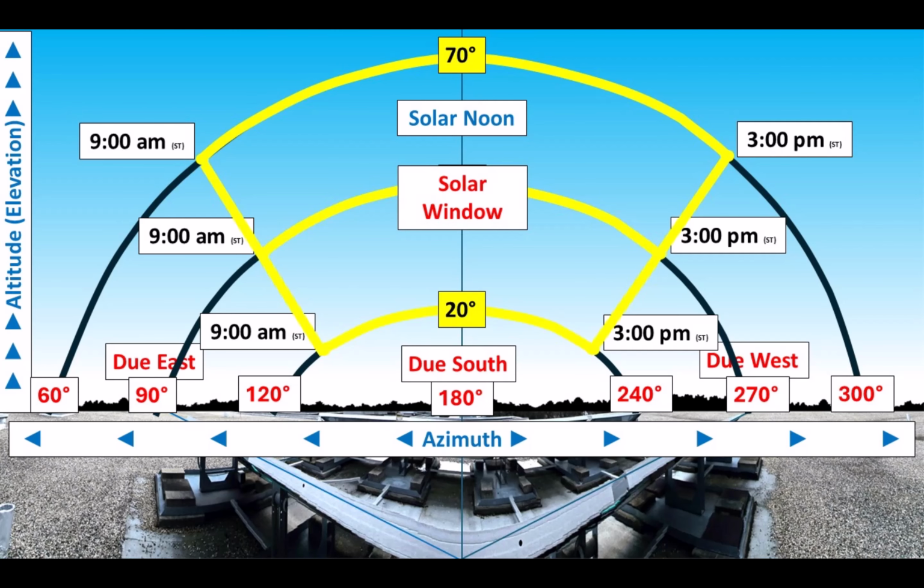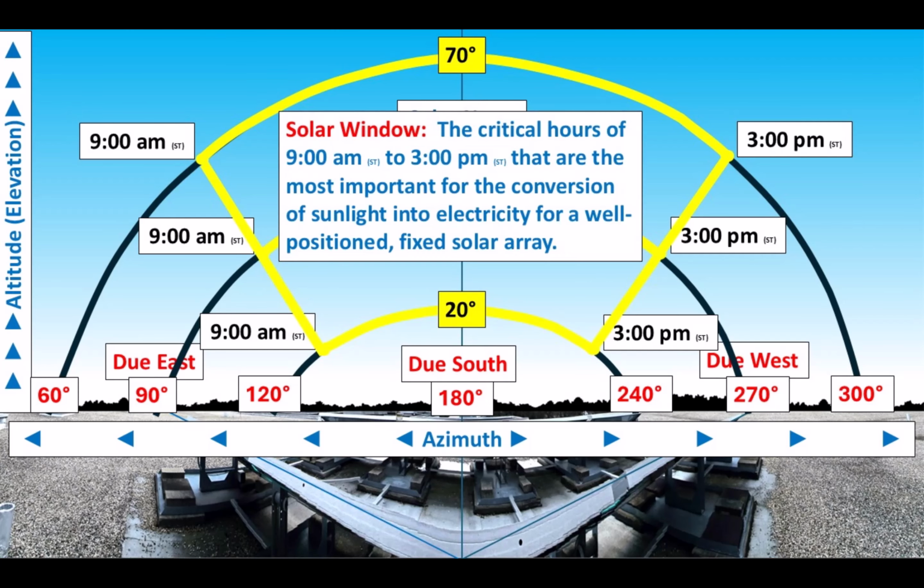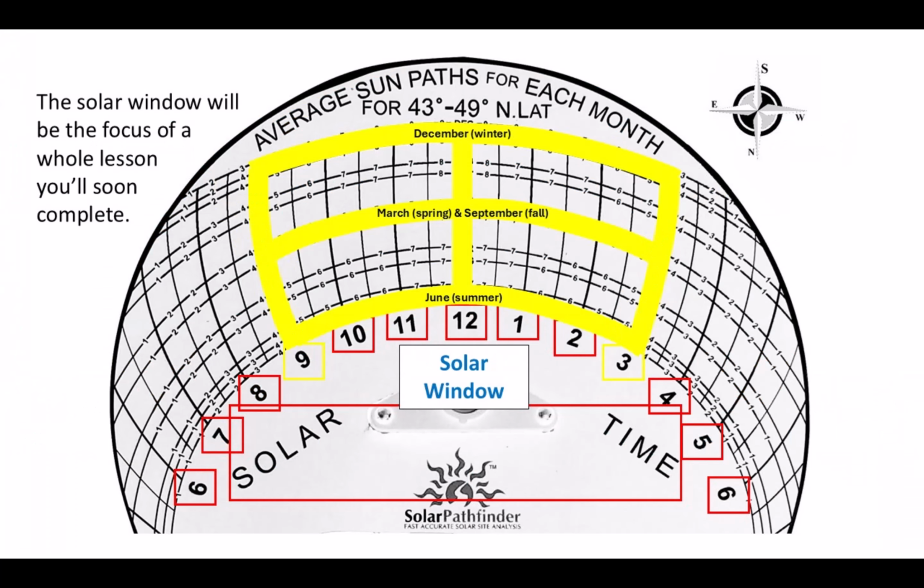What is the solar window? Solar window. The critical hours of 9 a.m. solar time to 3 p.m. solar time that are the most important for the conversion of sunlight into electricity for a well-positioned, fixed solar array. The solar window will be the focus of a whole lesson you'll soon complete.